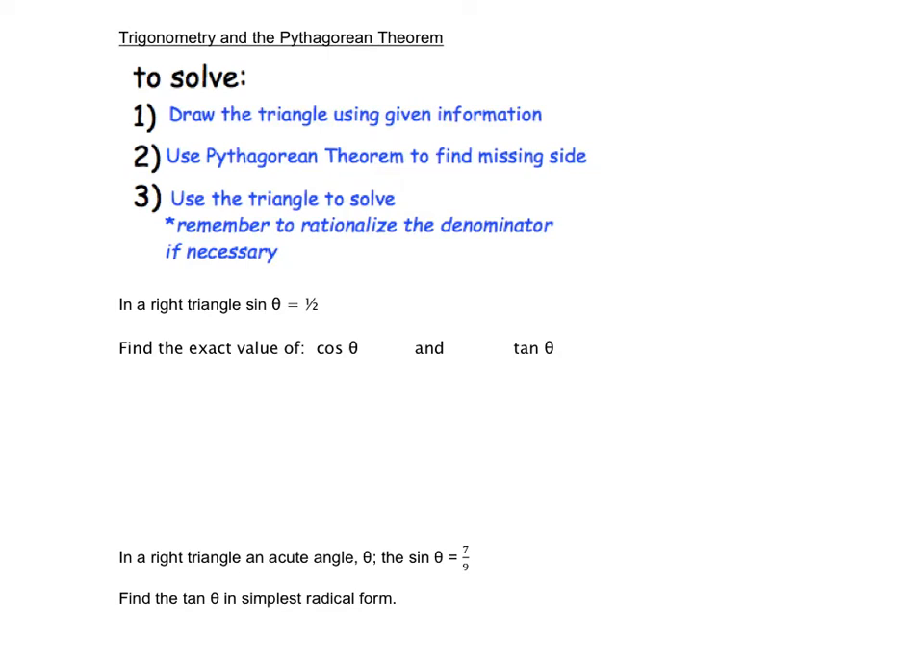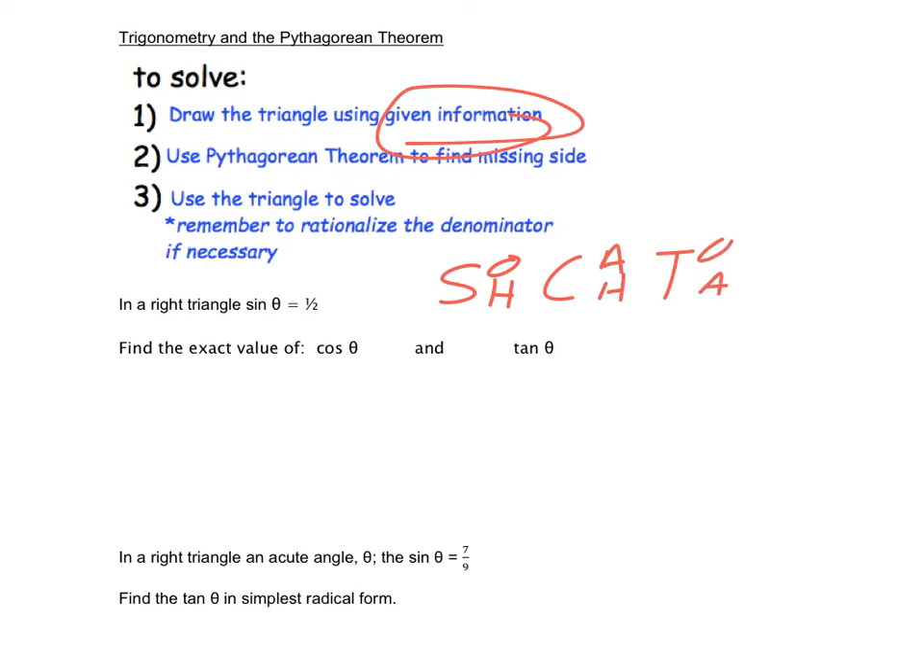So, step 1, we draw a triangle using our given information. It's not a proof. There is no given midpoint. It's just givens. Step 2, use the Pythagorean theorem to find our missing side: a squared plus b squared equals c squared. And then use the triangle to solve. So again, this all relies on our knowledge of SOHCAHTOA. Good. So in a right triangle, sine of theta is equal to 1 over 2.